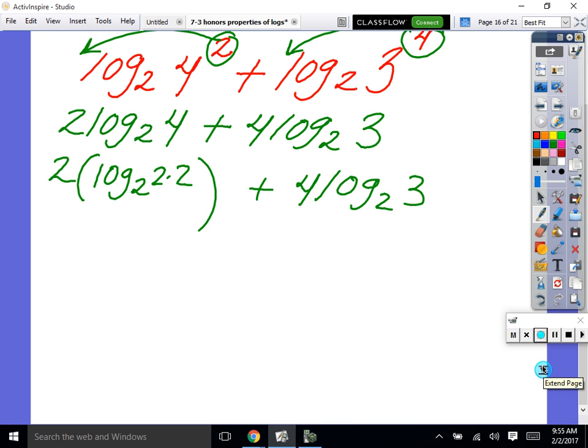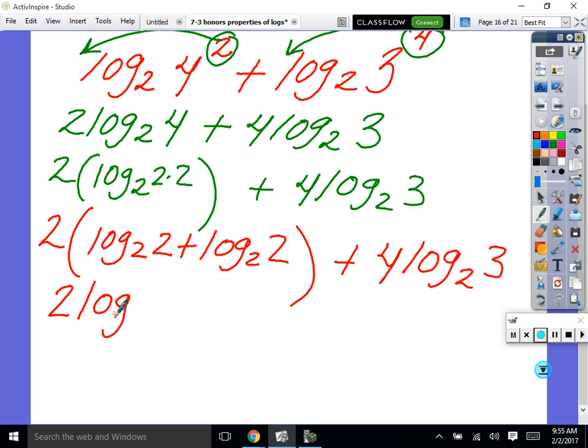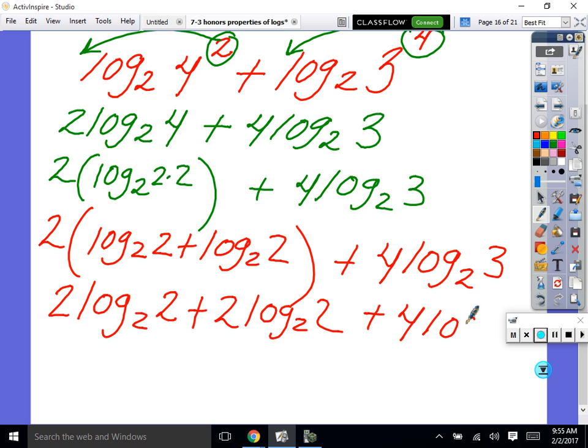This is 2 times, let's split this up, log to the base 2 of 2 plus log to the base 2 of 2, parentheses, plus 4 log to the base 2 of 3. Now think about the 2. I need to distribute here and here. So we really have 2 log to the base 2 of 2 plus 2 log to the base 2 of 2, plus 4 log to the base 2 of 3. Let's see if we can keep going with it.